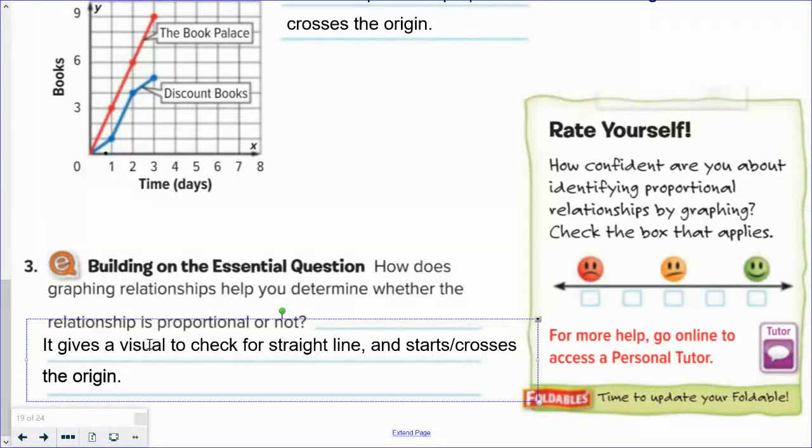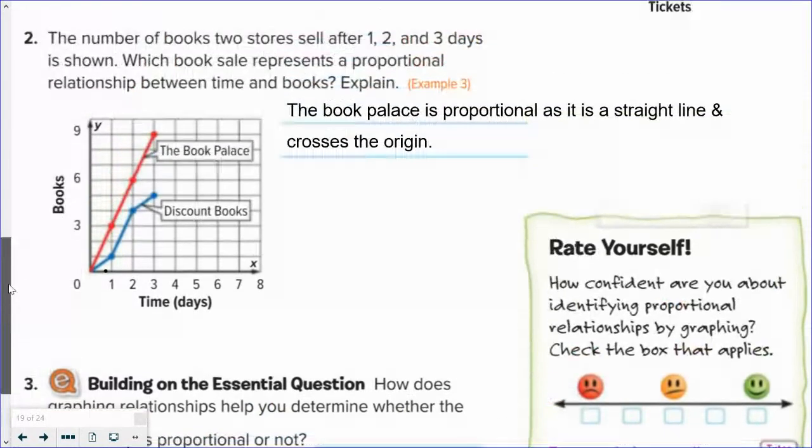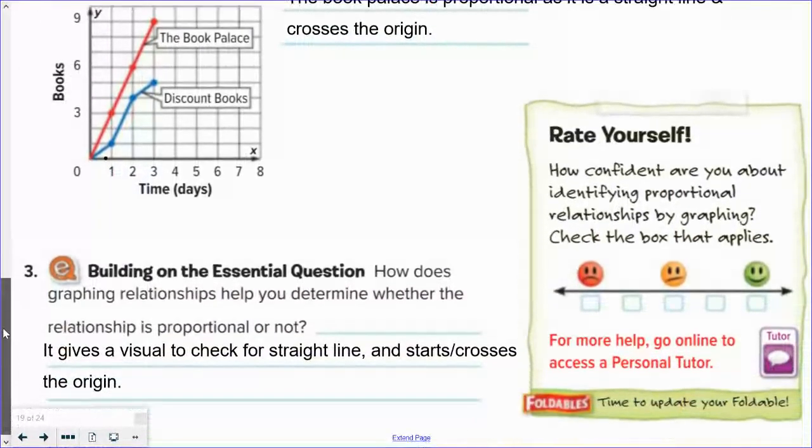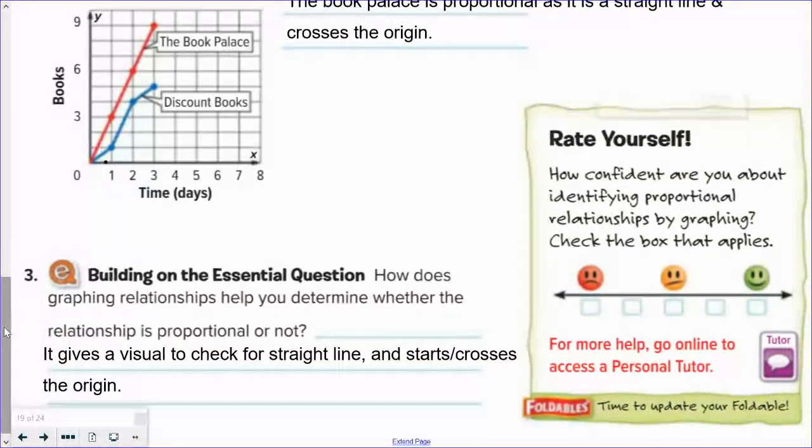It's really a good visual instead of using the tables. I know some of you really like the tables and can find your unit rates so easily, but having this actual visual, you can look and check. Look at how quickly we did number 2. It can be a good quick check. You could also use it as a double check. If you're not sure your table was done right, you can graph it to see.